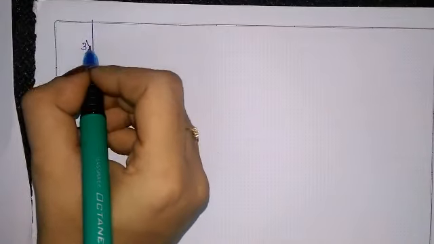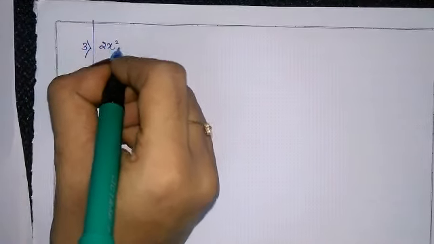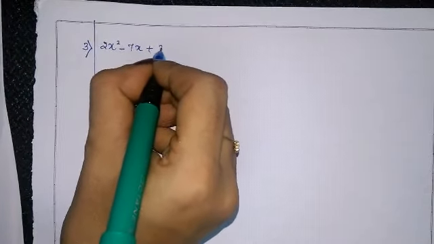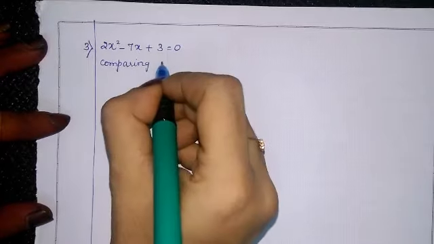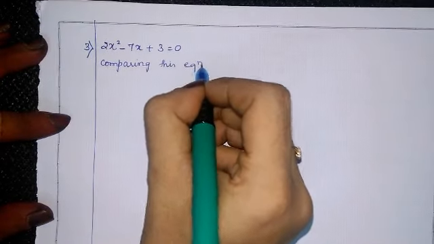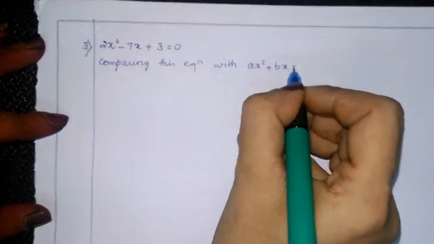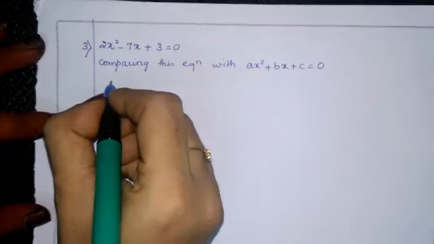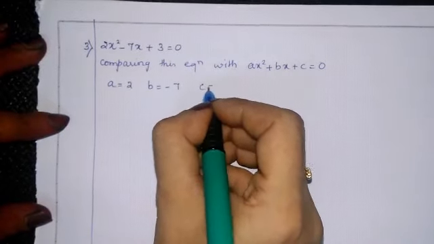Next question. The question is question number 3. Solve by using formula method, that is 2x square minus 7x plus 3 equal to 0. Okay, let us compare this equation with standard form, that is ax square plus bx plus c equal to 0. A value is 2, b value is minus 7 and c is equal to 3.